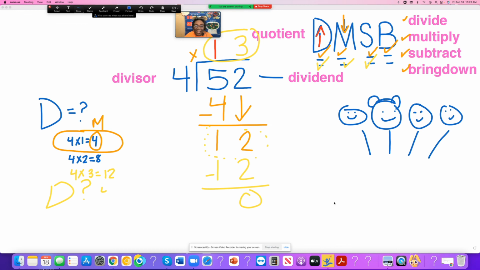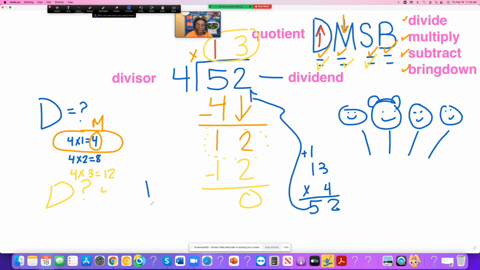Very good. Now, how do you find your answer? Absolutely right. To find your answer, you can take your quotient and multiply it by your divisor. 3 times 4 is 12. 4 times 1 is 4, plus the 1 is 5. And if you get your dividend, that means you are right.